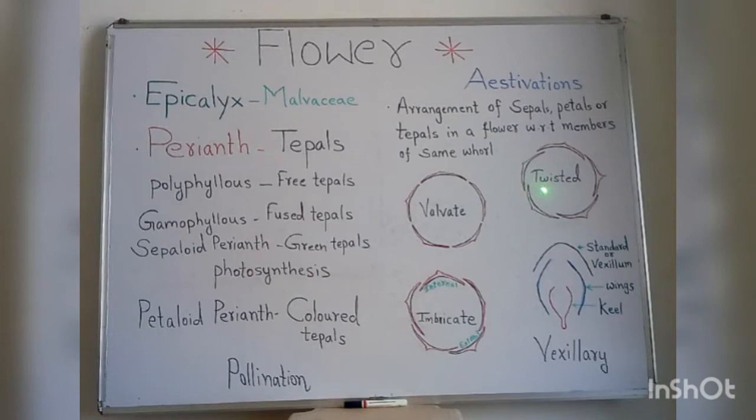The next aestivation is called twisted aestivation. In this type of aestivation, the margins of sepals or petals are overlapping each other. Each margin of the sepal or petal will overlap the margin of another sepal or petal. So this type of aestivation is called twisted aestivation. The examples of twisted aestivation are China rose, cotton, etc.